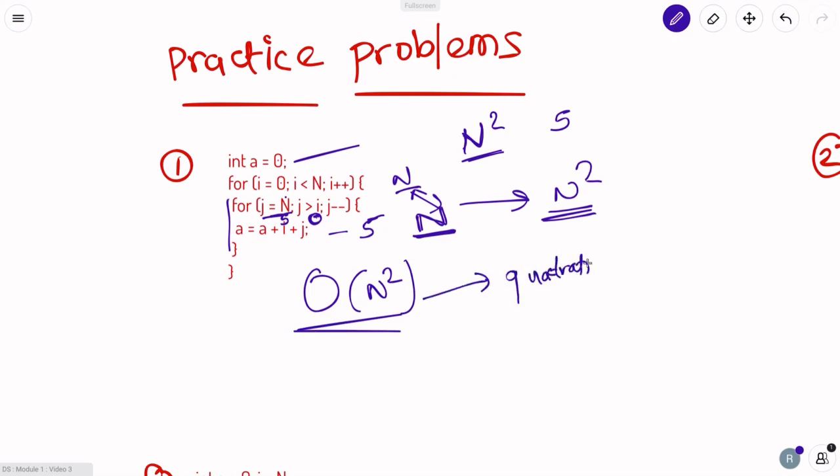I hope you got this. When you have a nested loop, and the outer loop is running n times and the inner loop is also running n times, even in a single step, then it is n into n, that is n squared. So this is a quadratic time complexity.